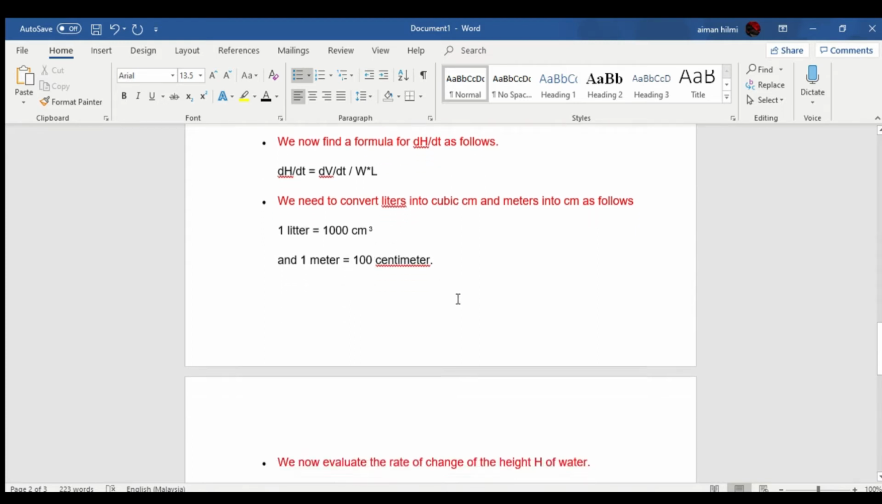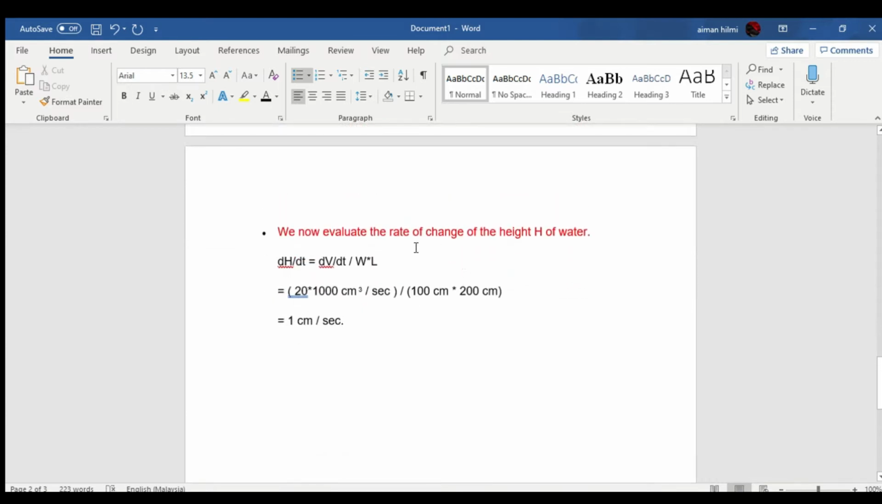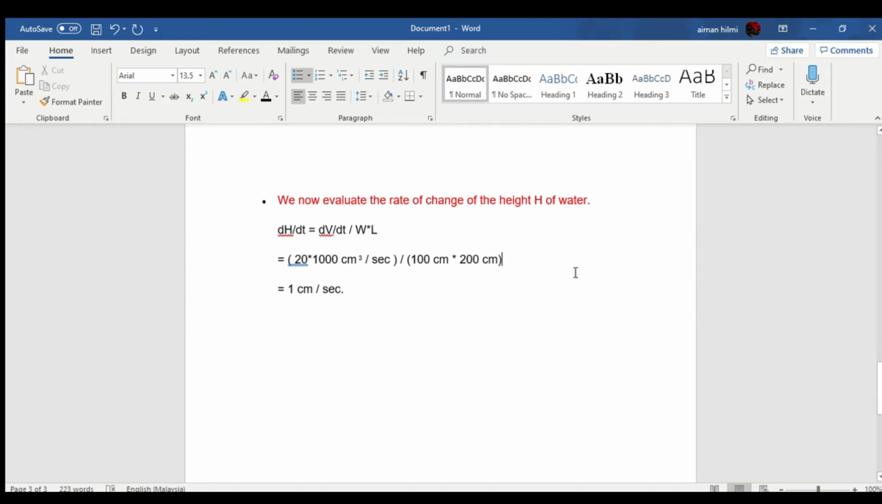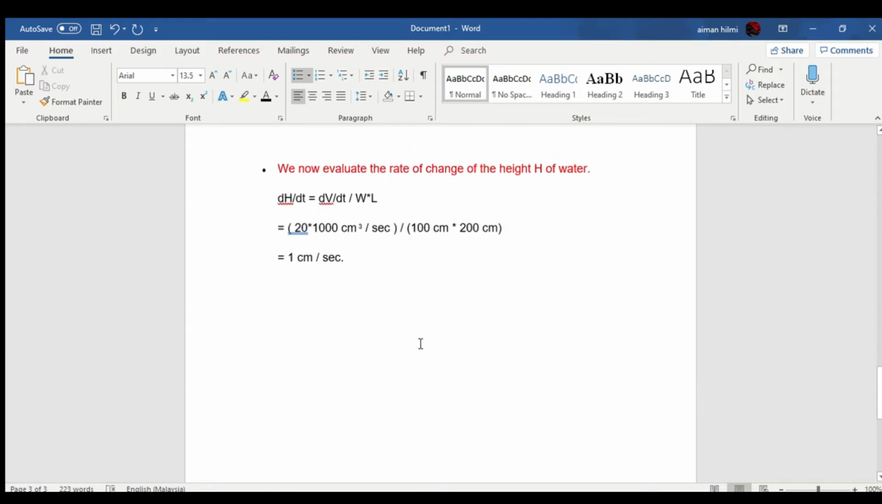So lastly, we can evaluate the rate of change of the height of water. We substitute the values inside this equation, dH over dt equal to dV over dt divided by width times length, and we will get the answer, which is 1 centimeter per second. So that's all from me. Thank you.